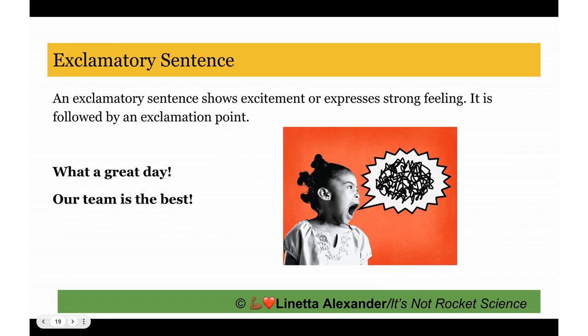And lastly is the exclamatory sentence. An exclamatory sentence shows excitement or expresses strong feeling. It is followed by an exclamation point. What a great day! Our team is the best. Both are exclamatory sentences because they are showing strong emotion.